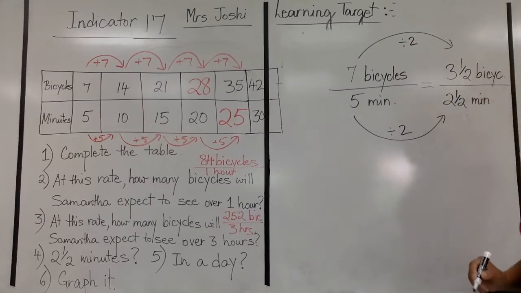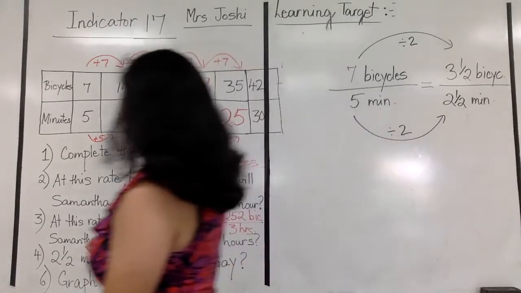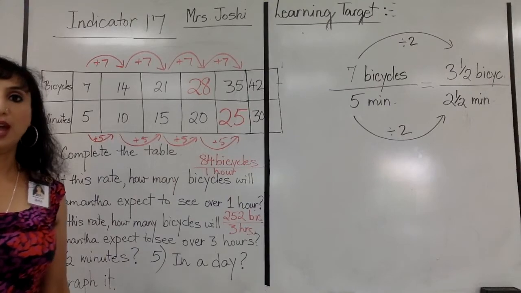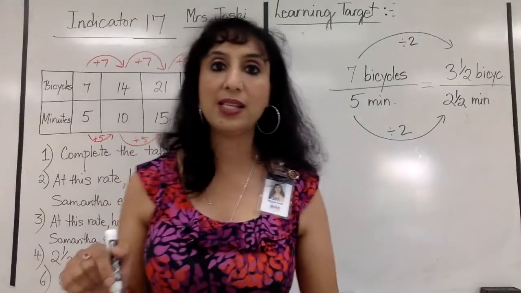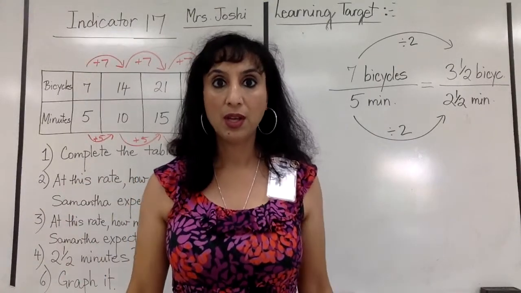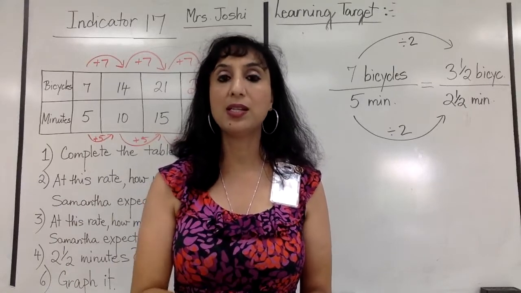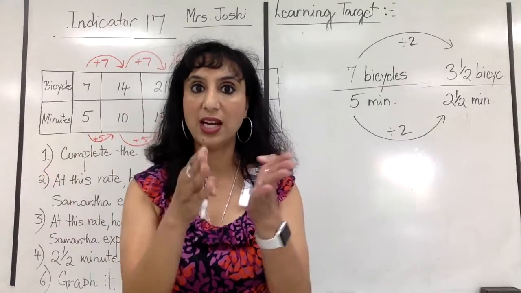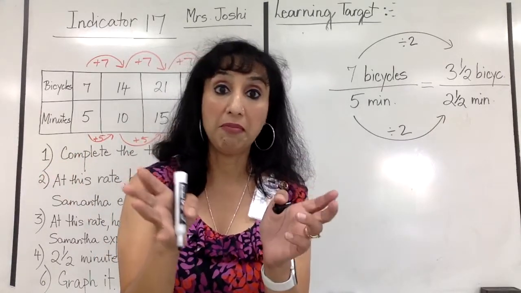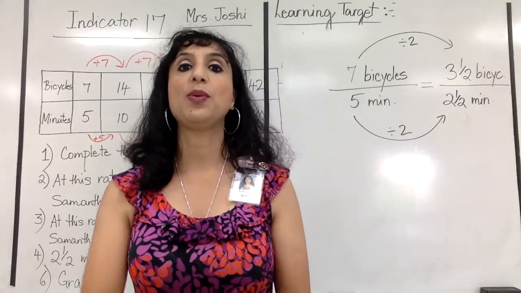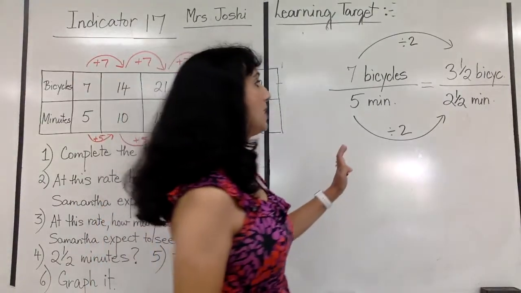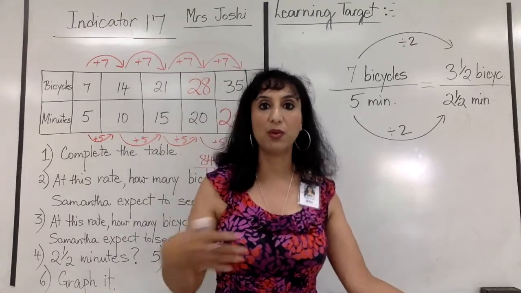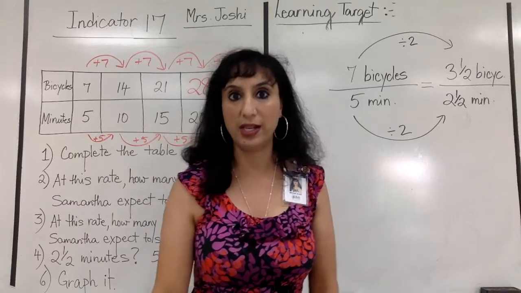But freeze right there. We are talking about, at this rate, how many bicycles will Samantha expect to see over 2.5 minutes? We can't say that half a bike went through. That doesn't make sense. When we talk about bicycles, it has got to be the complete bicycle. You just can't cut up things like that and say 3.5 bikes went through. It has to be the complete thing. Because we can't say half of a bicycle, and which part is going through, who's riding backwards, forwards, whatever. That's not how we write it.